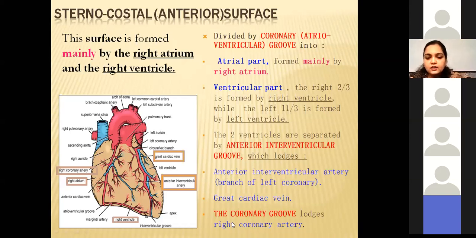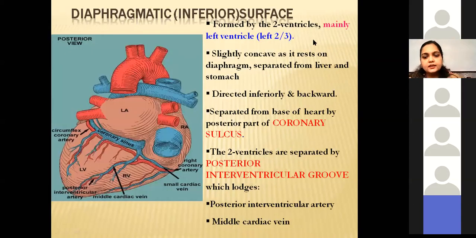The coronary groove lodges the right coronary artery. This coronary groove is present between the atria and the ventricle, mainly on the anterior surface of the heart, which is also termed the sternocostal surface. We have the inferior surface, called the diaphragmatic surface, and a base that is formed mainly by the left atrium.